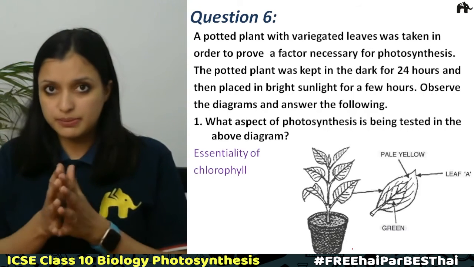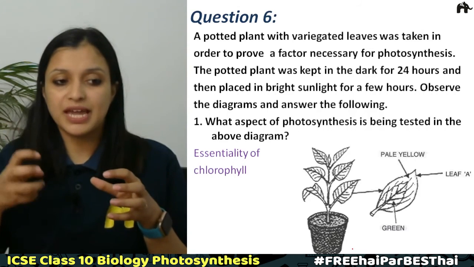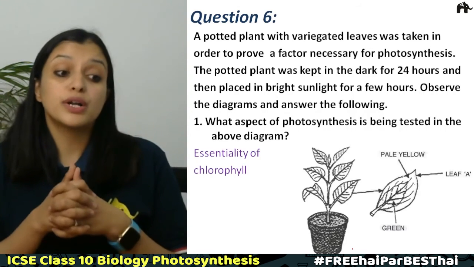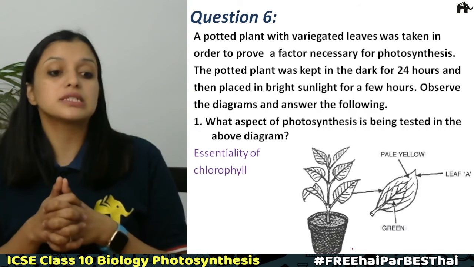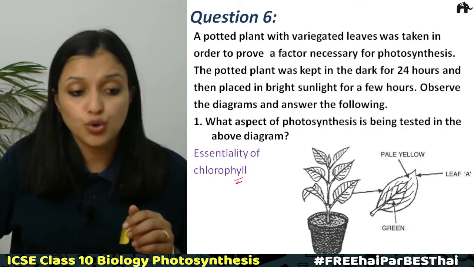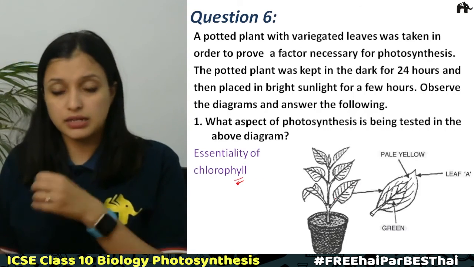So we took a potted plant with variegated leaves like a croton plant, right? So it was kept in dark for 24 hours, then it was kept in sunlight for some hours. So what aspect of photosynthesis is being tested in the diagram? So over here we are testing chlorophyll, right? We are not covering it with anything. It is just kept in dark, then kept in sunlight.